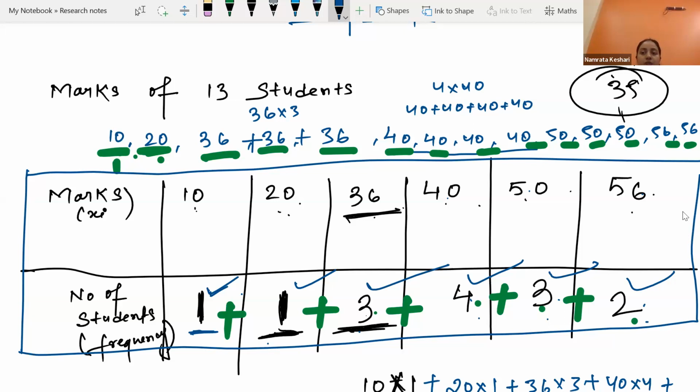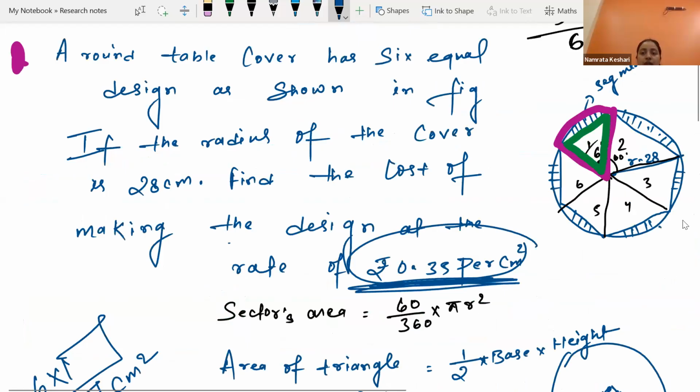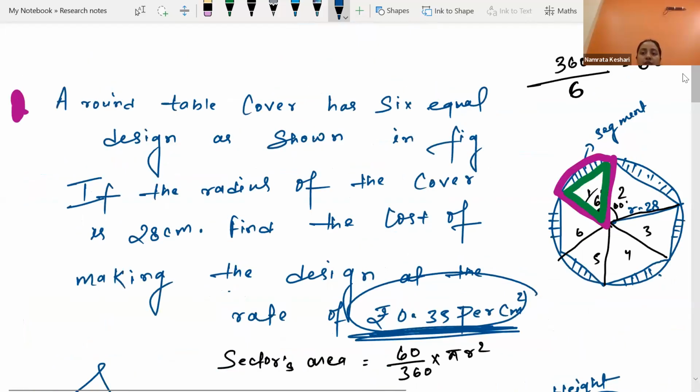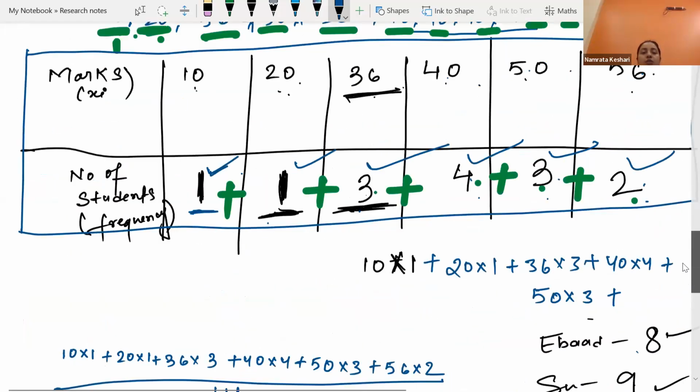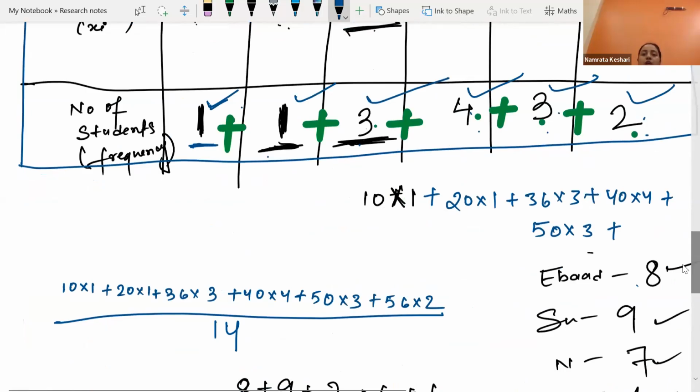आ रहा है समझ में? Noah, are you getting it? Yes, ma'am. Okay, that's why we keep the frequency in the denominator. Nothing hi-fi. The same thing we are doing. Okay, with proper understanding. So total 14 data points we are having. 14 I have written in the denominator.